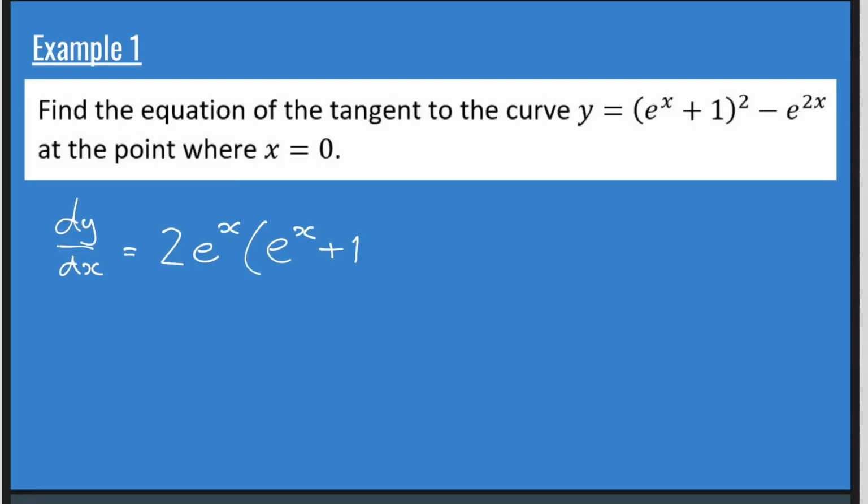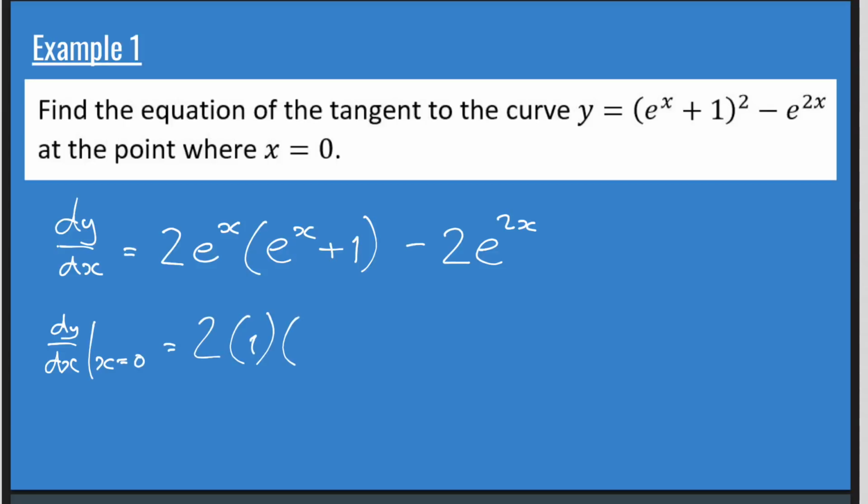So remember the way we did on the chain rule. Minus e to the 2x differentiates to, differentiate the power, keep the power the same. And now I'm going to sub in dy by dx when x is 0, which gives me 2 times 1 plus 1, which is 2, minus 2 times 1, which gives me 4 take 2, which gives me the gradient as 2.